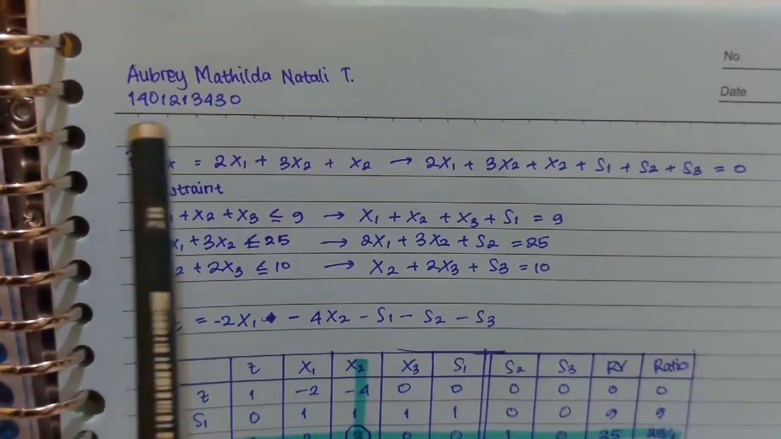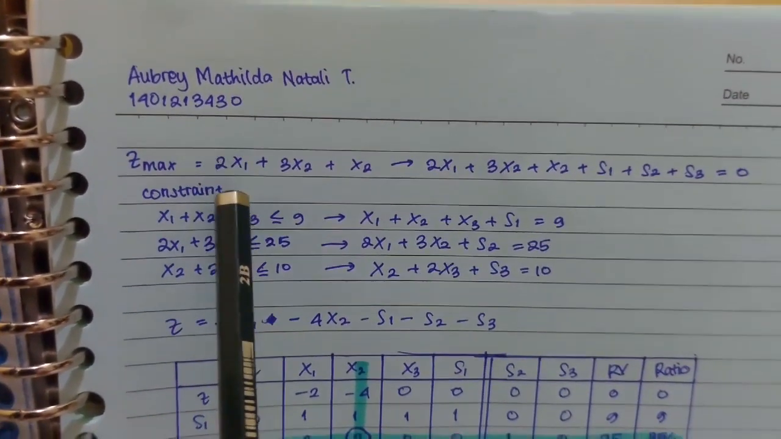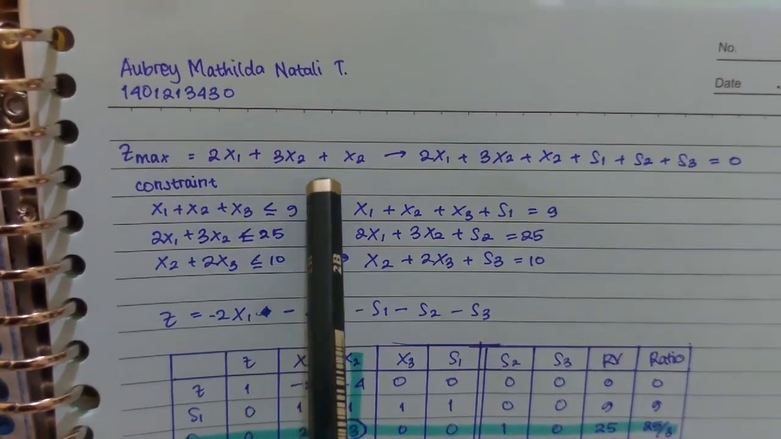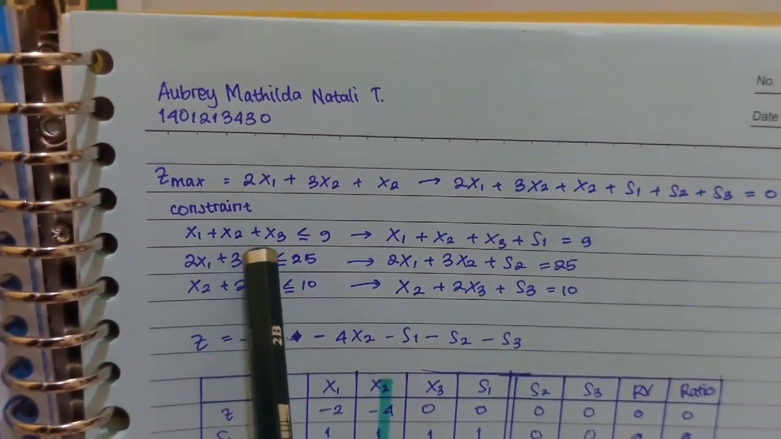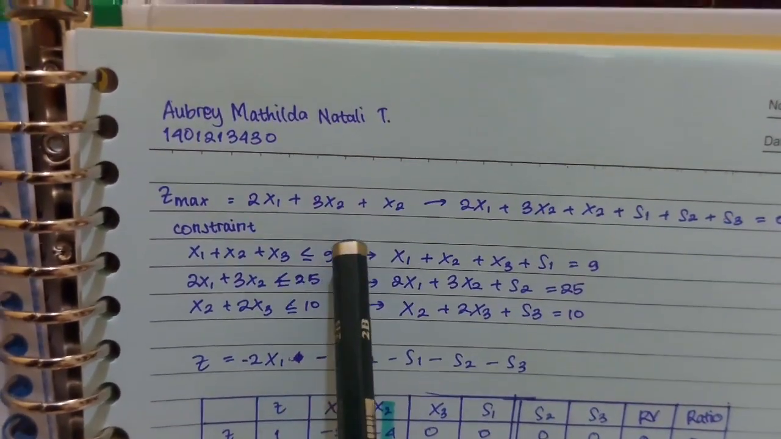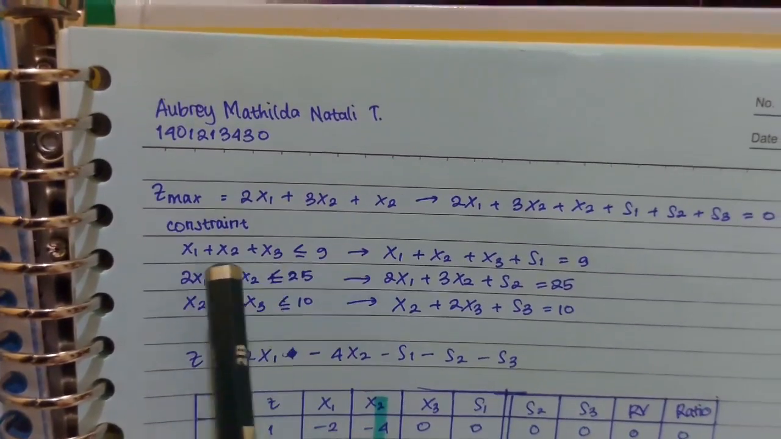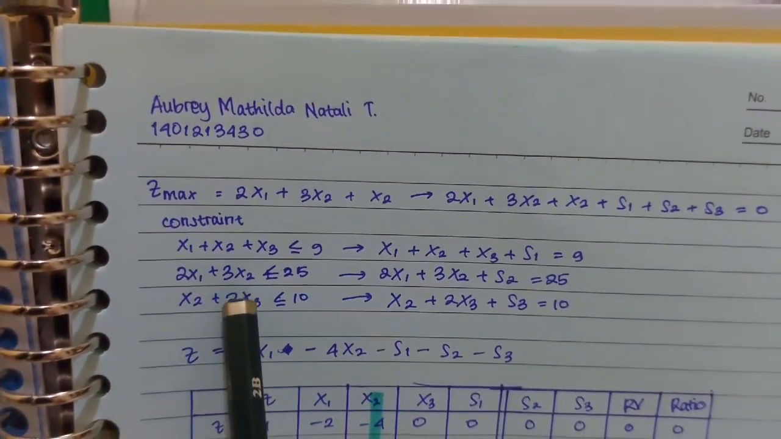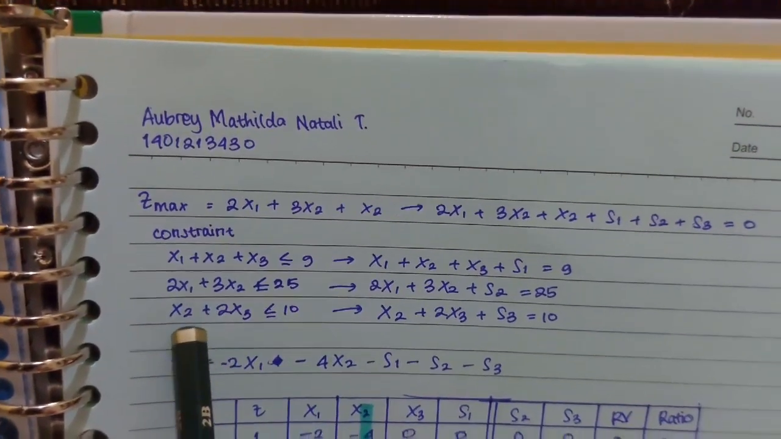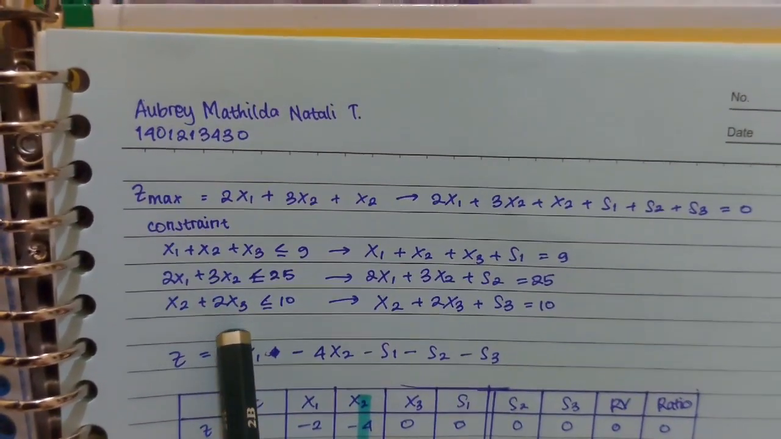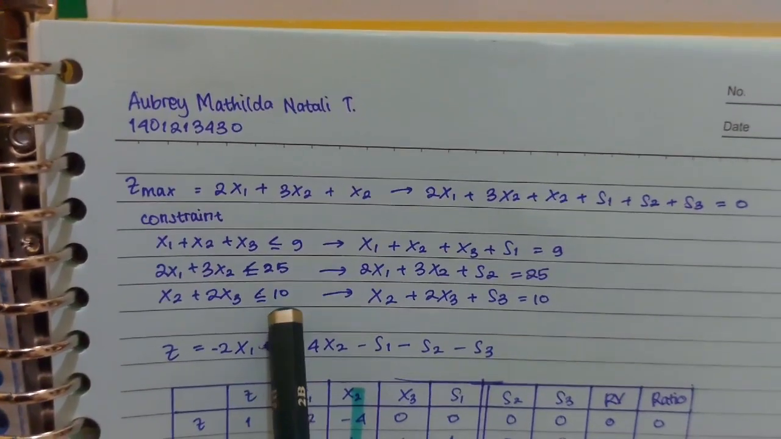Here, the objective is Zmax equals 2x1 plus 3x2 plus x2. And the constraints are x1 plus x2 plus x3 is less than or equal to 9, and 2x1 plus 3x2 is less than or equal to 25. And the last one is x2 plus 2x3 is less than or equal to 10.